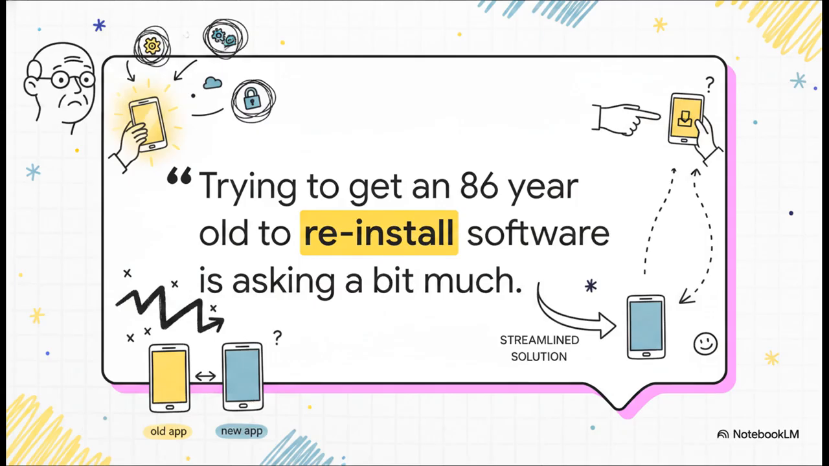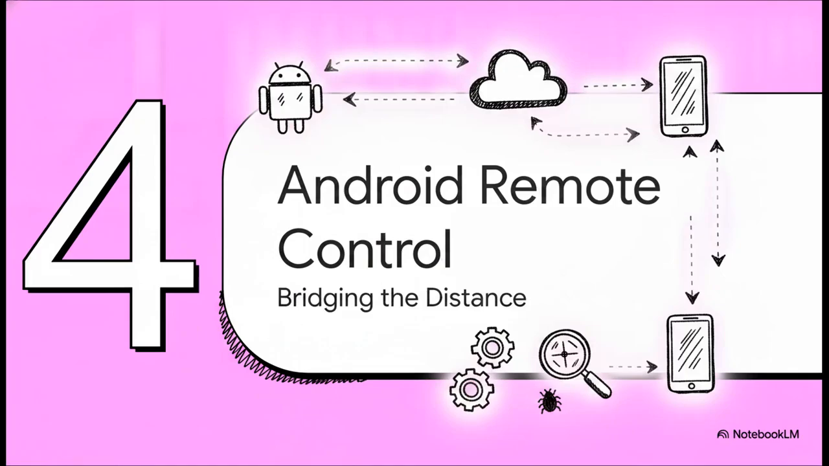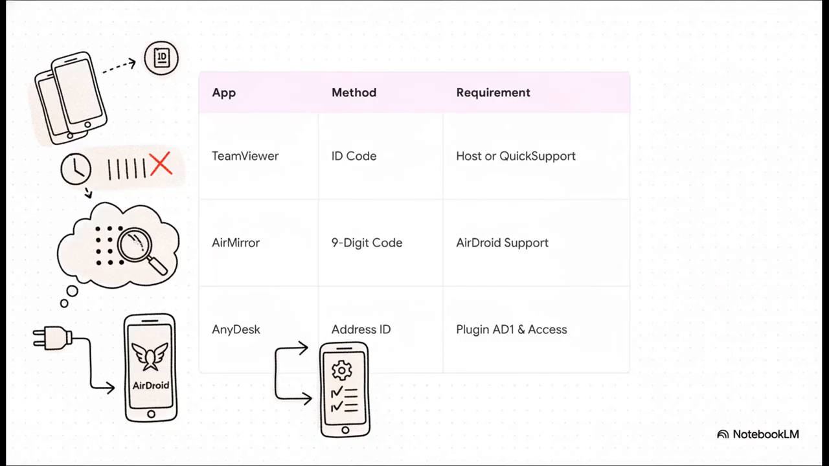Steve hit the nail on the head. When you're trying to help a senior citizen, or frankly anyone who just isn't super tech savvy, every extra download, every pop-up permission, it's a massive barrier. And that perfectly sets up exactly why we need streamlined, purpose-built apps that make connecting as frictionless as humanly possible. And that brilliantly illustrates why we're jumping into section 4, remote control for Android, bridging the distance. Picking the right third-party tool is absolutely vital when you're trying to do cross-platform troubleshooting.